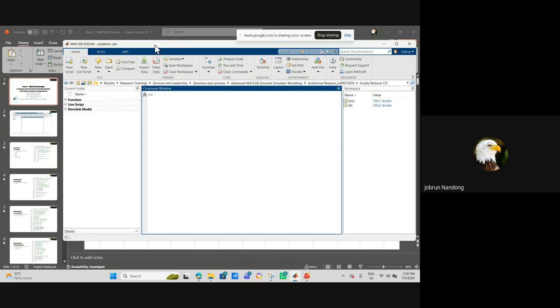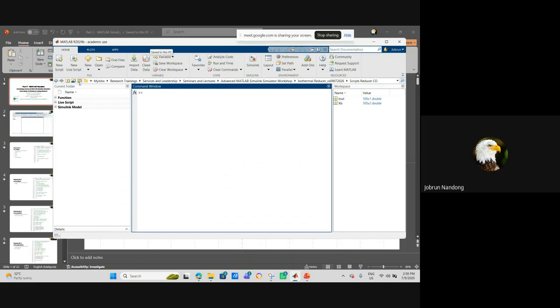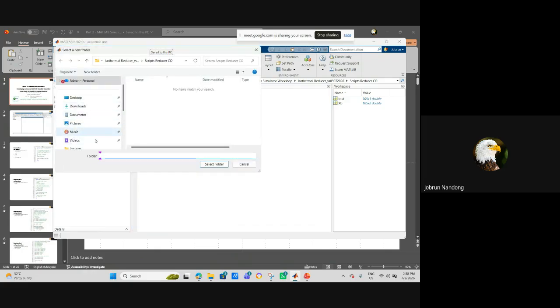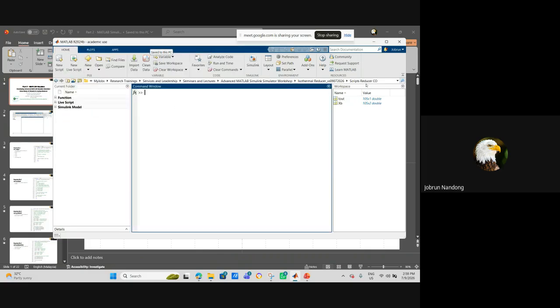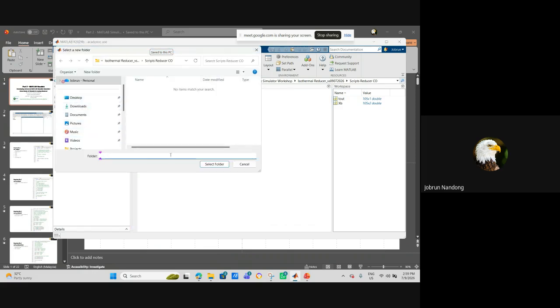So open MATLAB first, and then you can create a folder. Move to any directory, create a folder name, and then select that folder. Now my folder is here, this is my folder, script reducer CO. If you want to go to your directory, you browse here, create a folder there, and just select the folder.